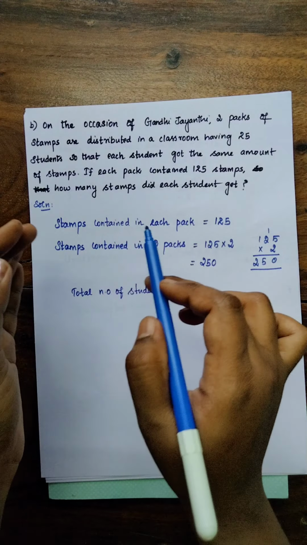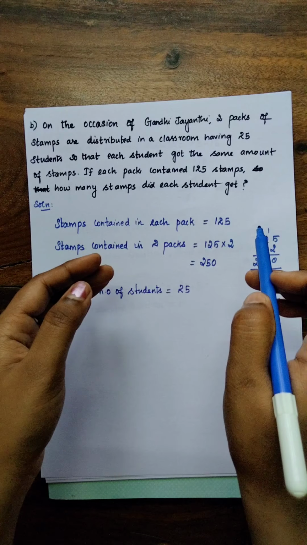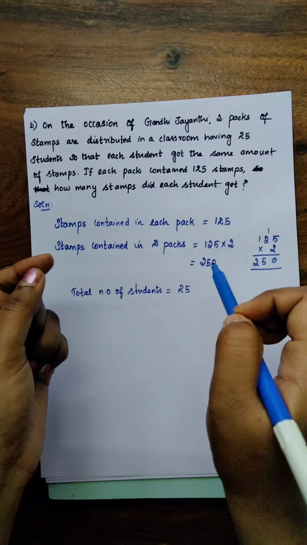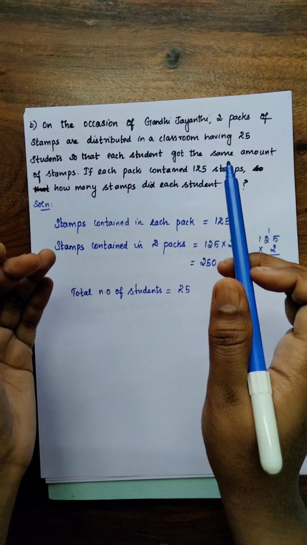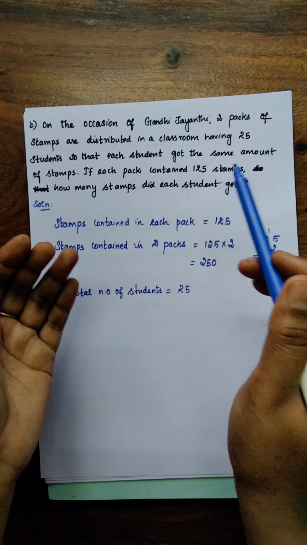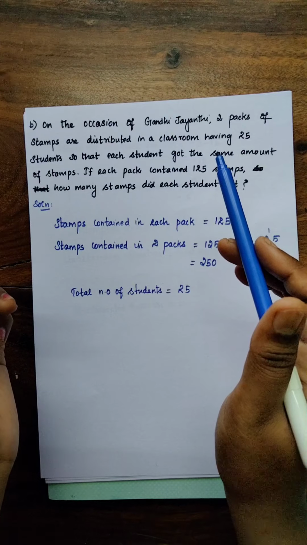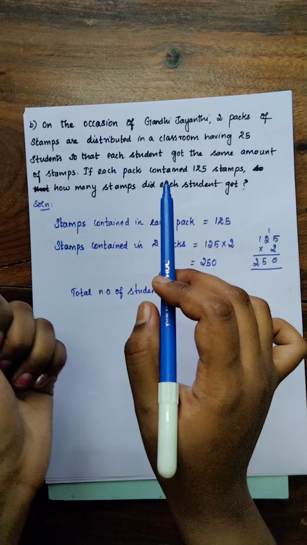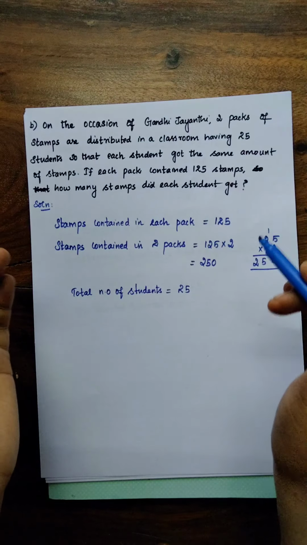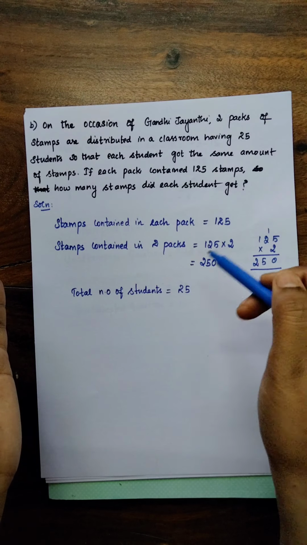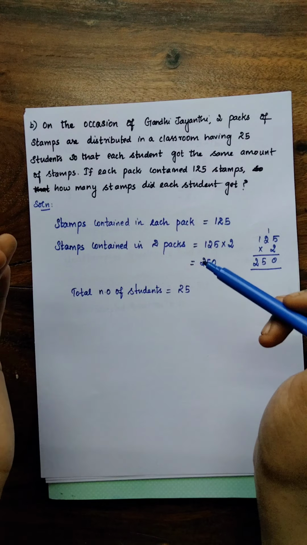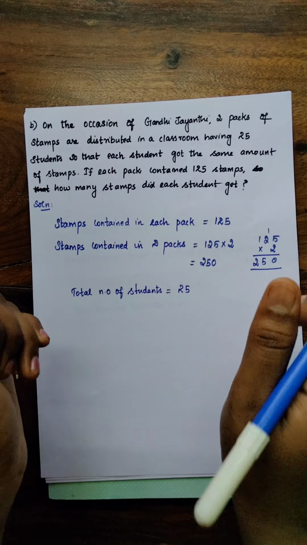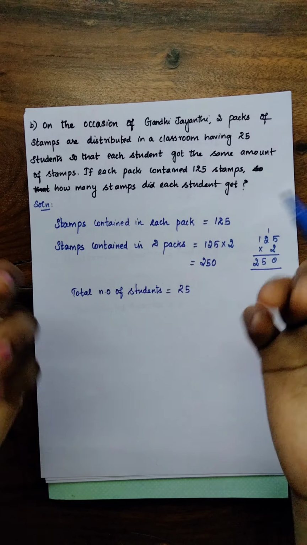First, stamps contained in each pack is equal to 125. Stamps contained in 2 packs is equal to 125 into 2, that is 250. Next, total number of students is 25. What they have asked in the question: how many stamps did each student get? They are distributing these 250 stamps to the 25 students. We are going to find how many stamps each student gets.